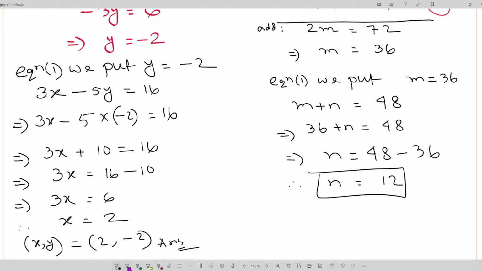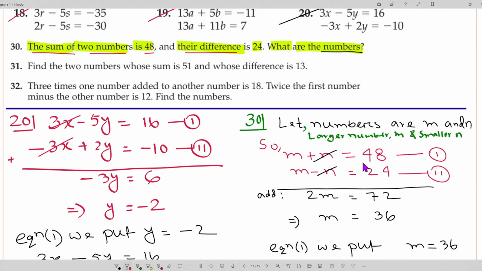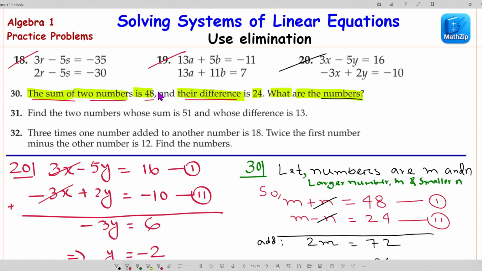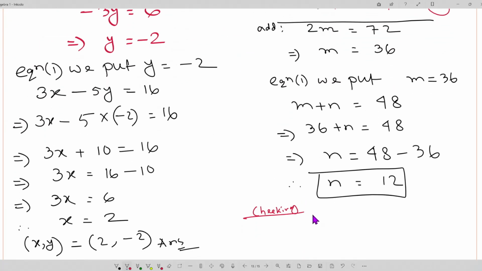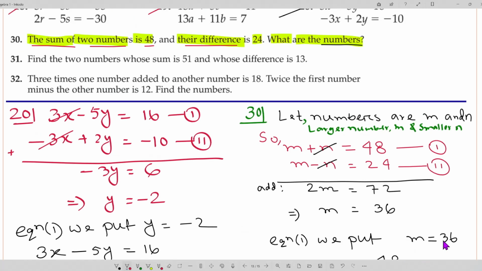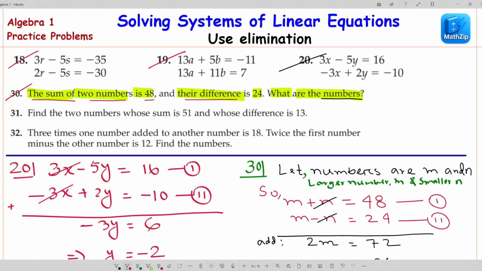36, checking. Here the problem mentions two numbers' summation. The sum of two numbers is 48. So one number is 36, another number is 12. Once we sum them, it becomes 48. Again, 36 minus 12 is 24. So verified. Number 30 done.